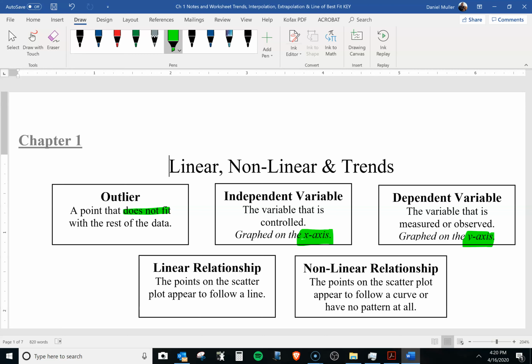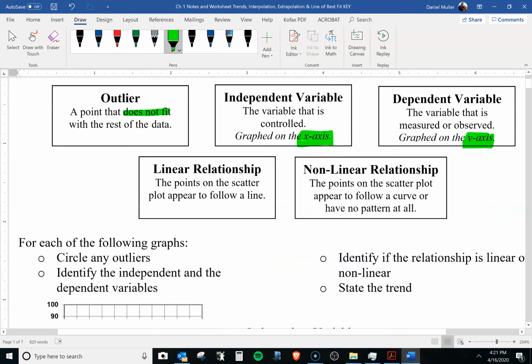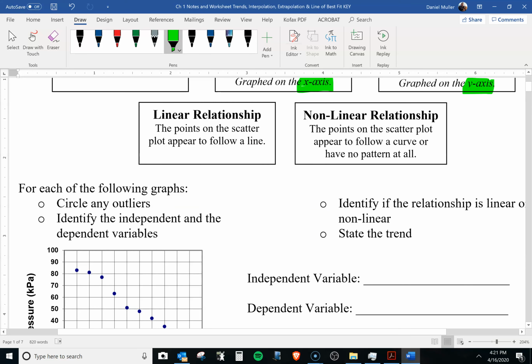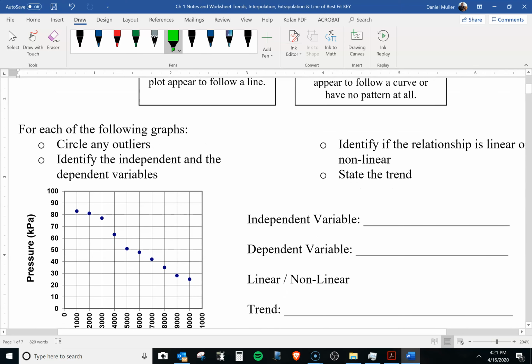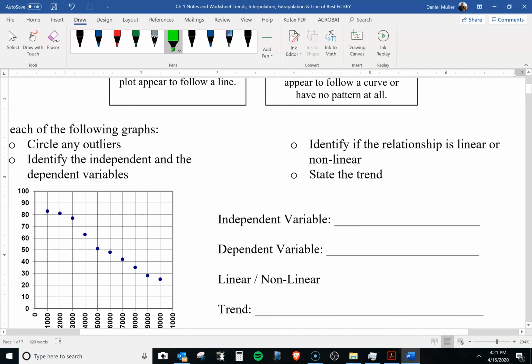The linear relationship and non-linear relationship. In grade 10, we focus a lot on linear relationships. Then in grade 11 and 12, we do curved relationships. We call that non-linear here, and that's what we're going to be looking at moving forward. It says for each of the following graphs, circle any outliers, identify the independent and dependent variables, identify if the relationship is linear or nonlinear, and then state any trend, if there is any.